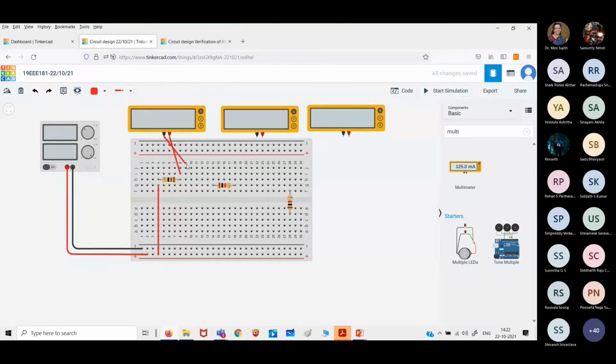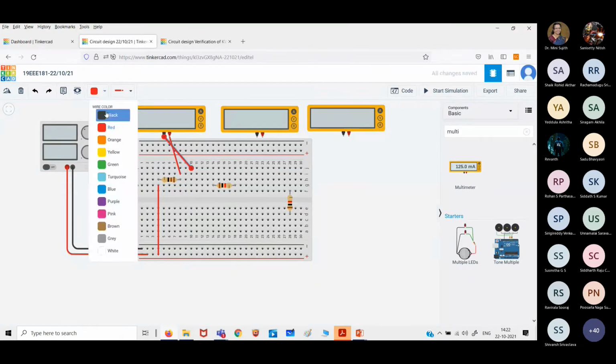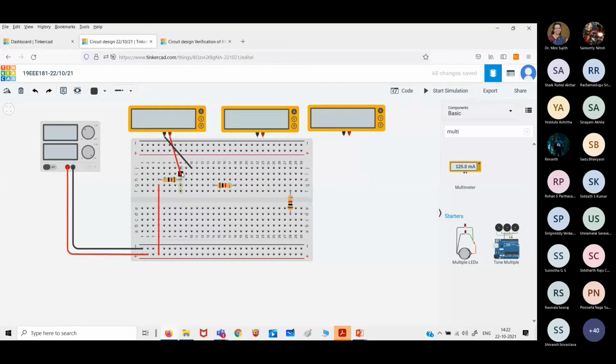Next, negative of the ammeter is connected to another point. So I will change it to black color. Don't connect it to the same point, otherwise again this will be shorted completely. It will not give you any value. So connect it to another point. Now where is that other point connected?